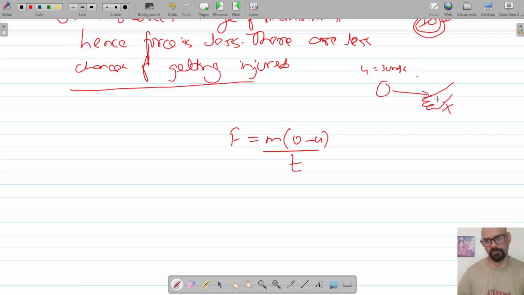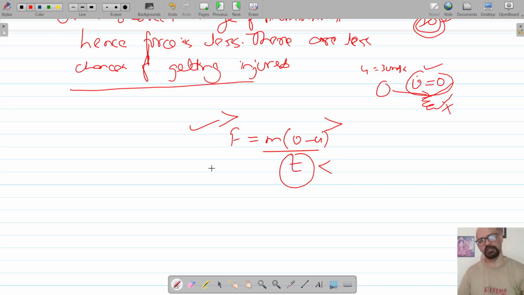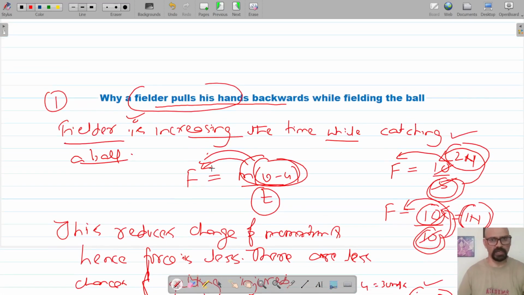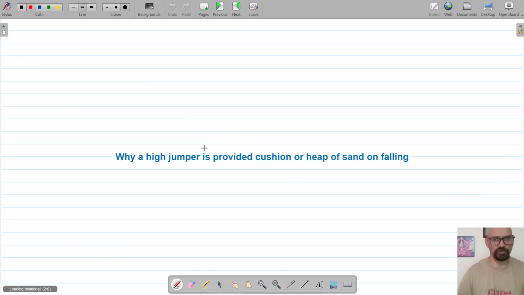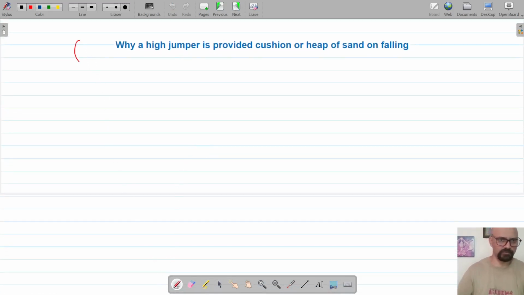By catching the ball and not pulling the hand backwards, he's reducing the velocity of the ball to zero in a very short time. So the time is short, which increases the rate of change of momentum and hence increases the force, and he may injure his hands. That's why a fielder pulls his hands backwards while fielding the ball, to increase the time of catching, which reduces the change of momentum and hence the force is less and there are fewer chances of getting injured. Let's move on to the next application of Newton's second law of motion.